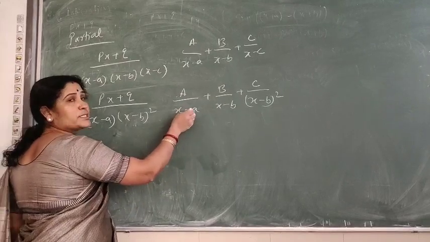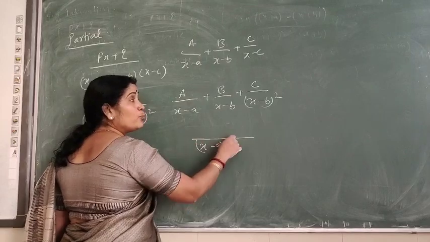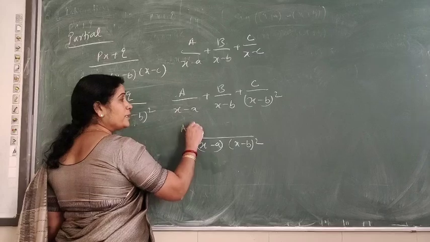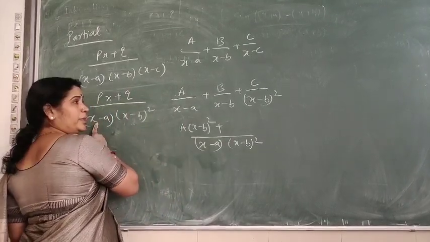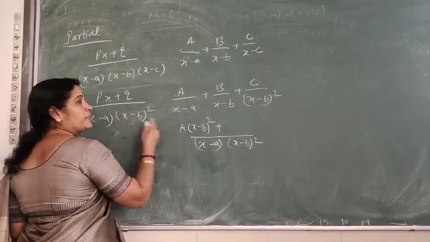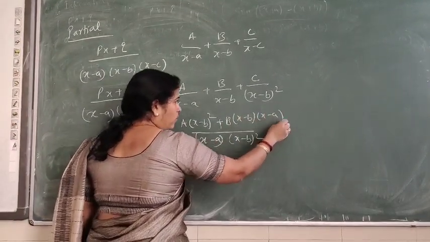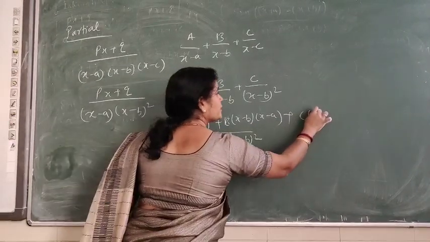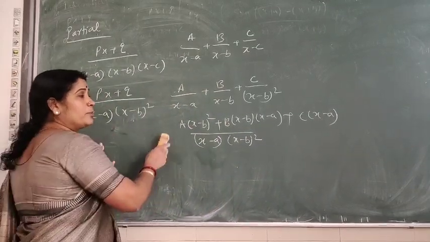Let me give you an example of this LCM. Don't make a mistake at the time of taking LCM. Here, A into (x minus b) the whole square is in this. Compare here what is less. Here you need one more x minus b or x minus a, so b into (x minus b) into (x minus a). And c, compare this denominator, what is less here: c into (x minus a). So you should know how to take LCM of this part, otherwise you will commit some mistake.